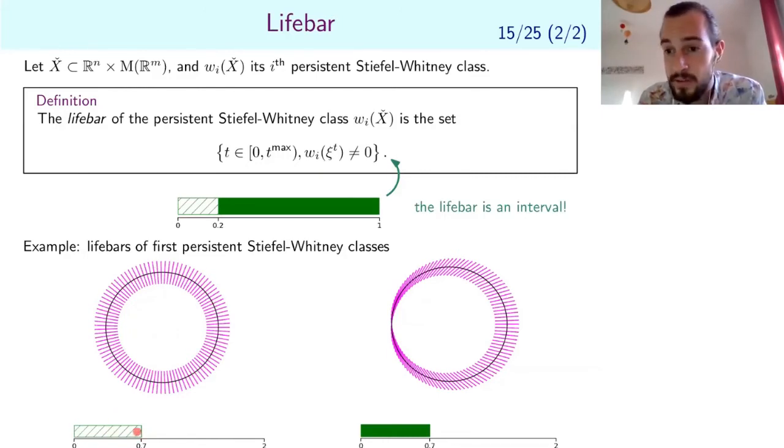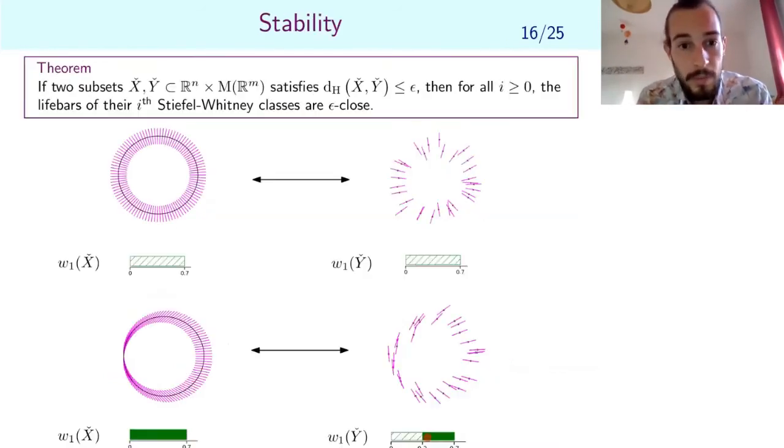It is the empty set. So the persistent Stiefel-Whitney class of the normal bundle of the circle is zero all along the filtration. The life bar for the Mobius strip is non-zero all along the filtration. Okay, so this is consistent with what we've seen before. So we have some results about that.